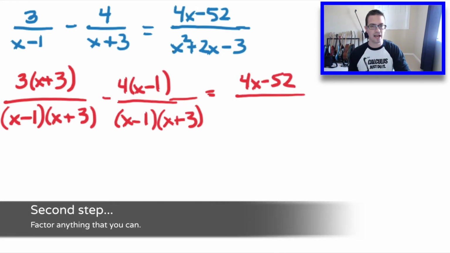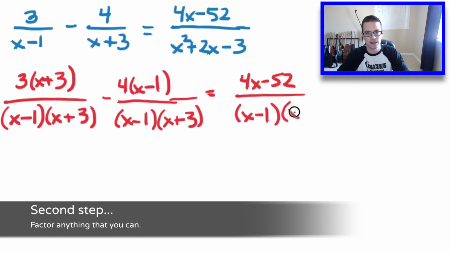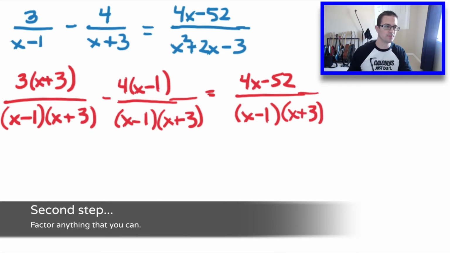Now I'm also going to factor this bottom part as well, because if you do, you'll actually notice that it ends up being that x minus 1 times x plus 3 that you see over on this side of the equation. Okay, now from here what I'm going to do is I'm going to simplify everything.